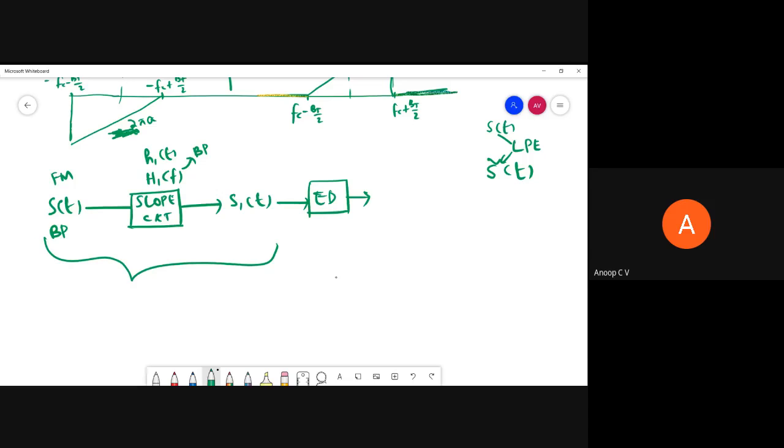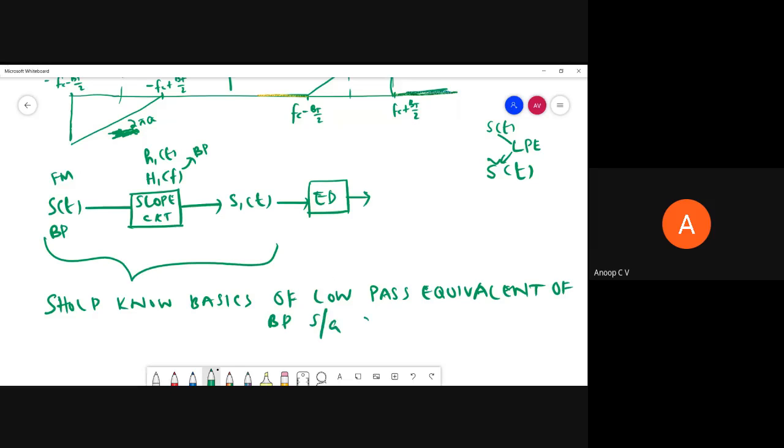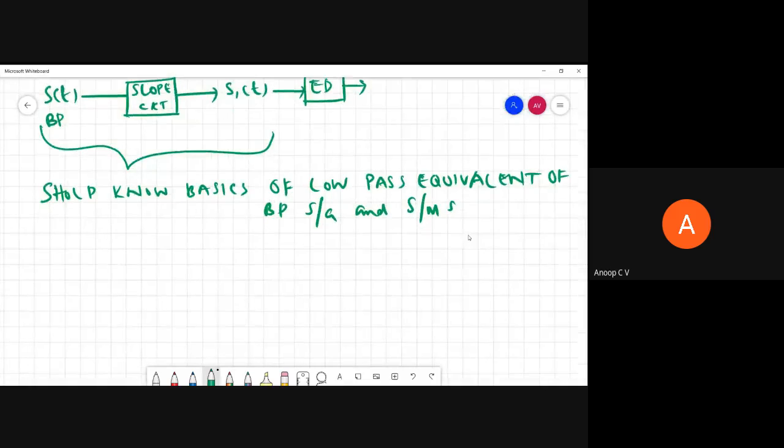But if you have to move further from here, we should know the basics of the low pass equivalent of band pass signals and systems, right? So we should have a basic idea of this.